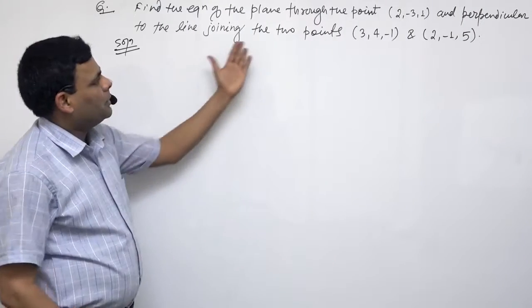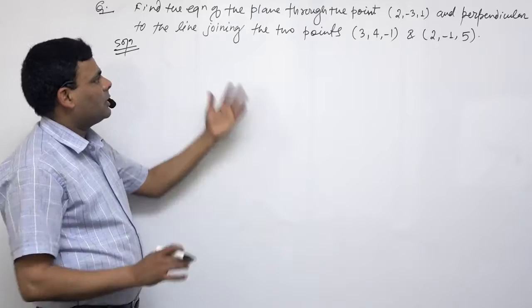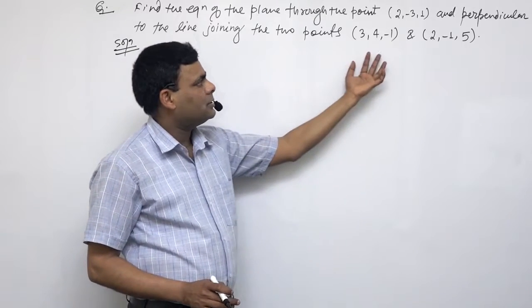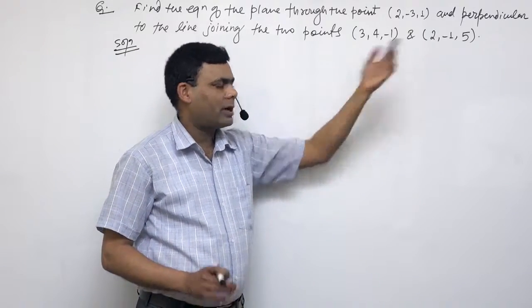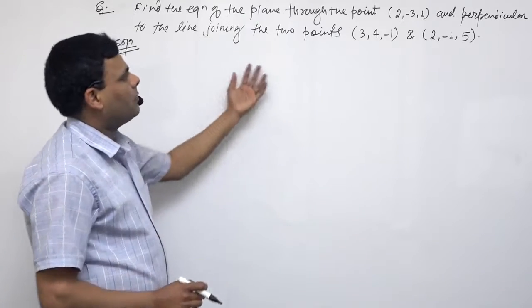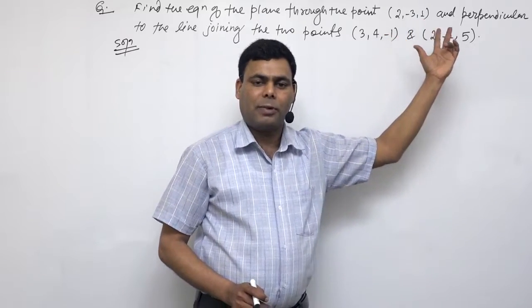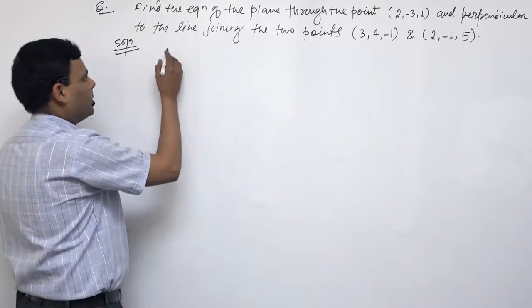Find the equation of the plane through the point 2, minus 3, 1 and perpendicular to the line joining the 2 points 3, 4, minus 1 and 2, minus 5, 1. First of all, we have to find the equation of the plane which passes through the point 2, minus 3, 1.